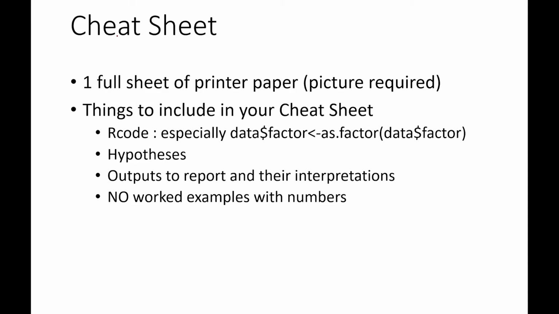So the kinds of things that you can include on your cheat sheet are R codes. So saying data, $, factor, as factor, that kind of stuff to remember how to do everything. You can write down your hypotheses and how they're supposed to be worded. What important things are there about that? You can write down the outputs that you need to report for each test and kind of interpretations that need to be made. You are not allowed to include any worked examples with numbers that we've done in class.